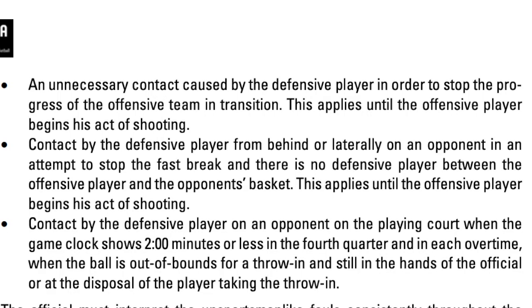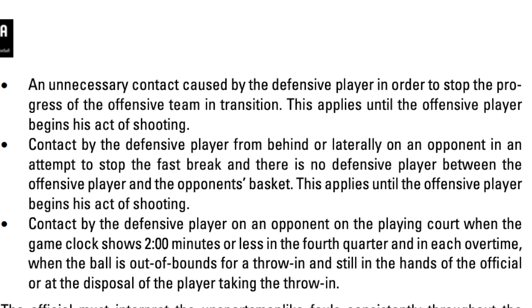A C5 foul can only occur in the last 2 minutes of the game. So with 2 minutes left or less in the fourth quarter, the ball is in the hands of the official or at the disposal of the thrower, which is in the hands of the thrower in person. And then a foul is committed before the ball has left the thrower's hands. That's an unsportsmanlike foul. The reason for that is they're gaining an advantage. They're fouling without the clock starting.